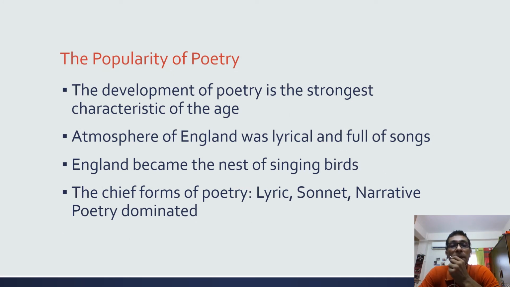Popularity of poetry. Poetry became very popular at that time, and there were a lot of reasons behind this. So let us have a look at them. The development of poetry is the strongest characteristic of this age. The atmosphere of England was lyrical and full of songs. England became the nest of singing birds. The chief forms of poetry were lyric, sonnet, and narrative poetry. All these things dominated at that time, that is, poetry and drama.